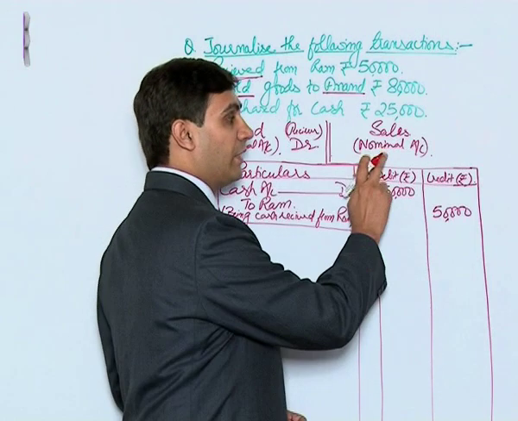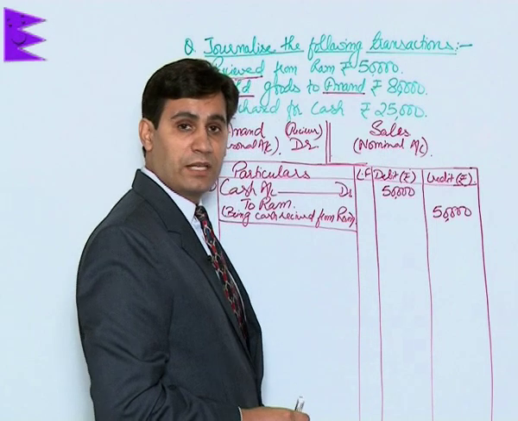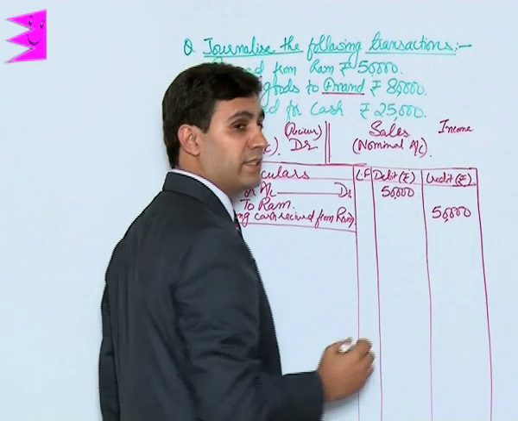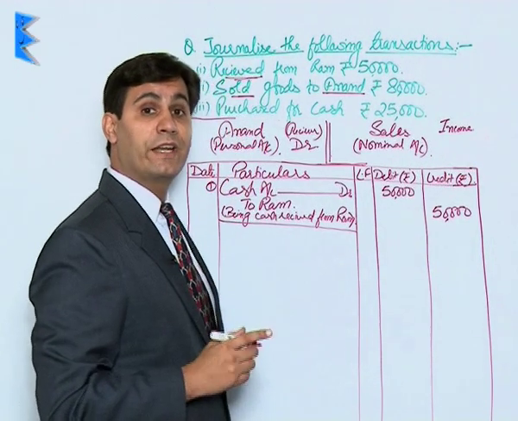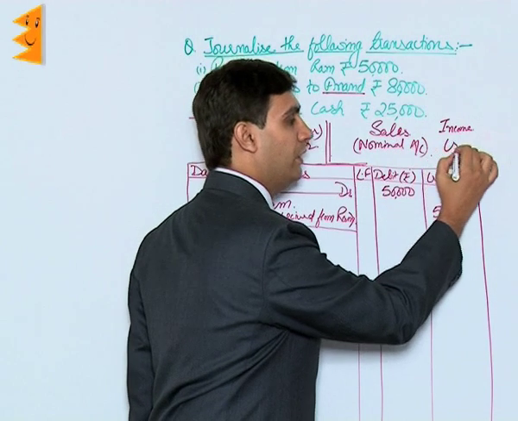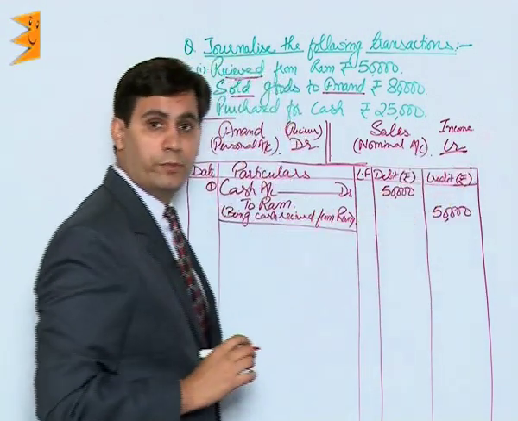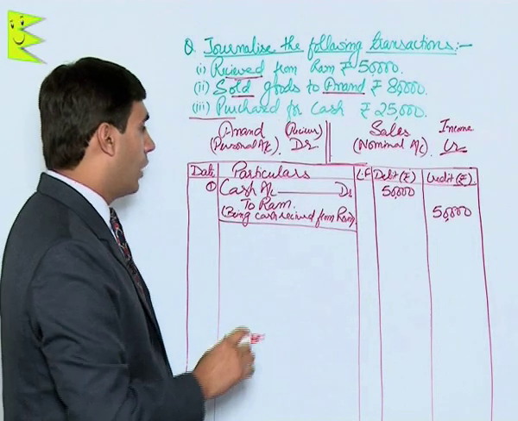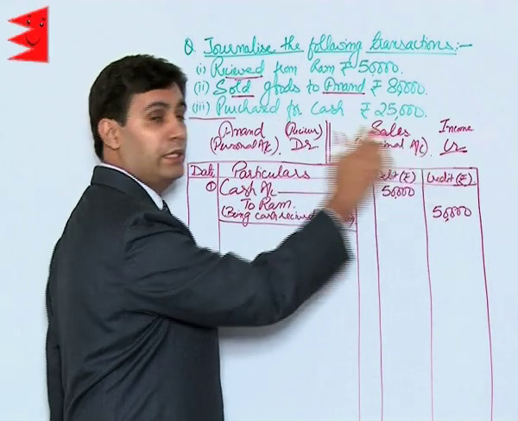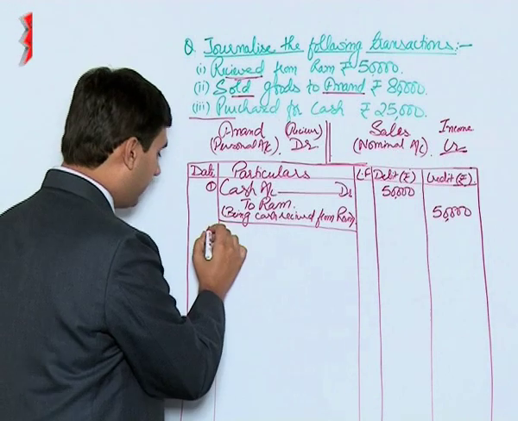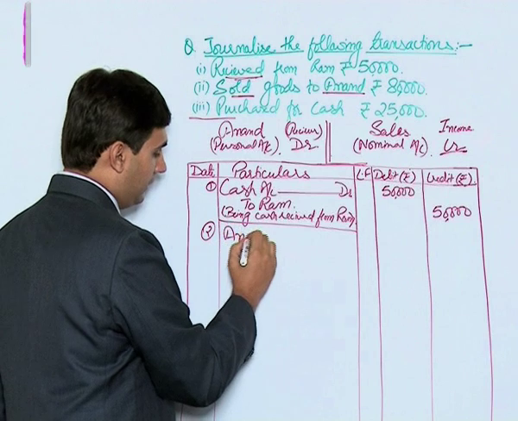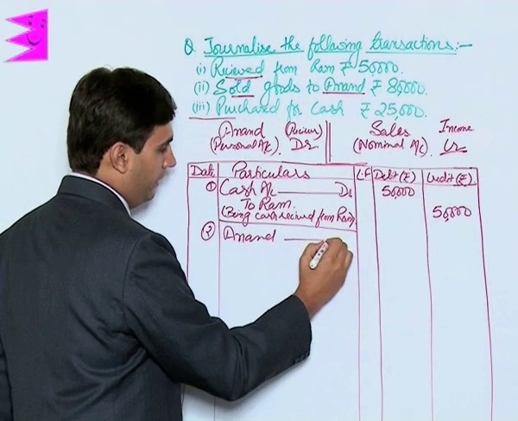Whereas sales is an income for us. Since it is an income, the rule for nominal account says debit all expenses and losses, credit all incomes and gains. It is an income, so it should be credited. So now it is very clear that Anand would be debited and sales account would be credited.